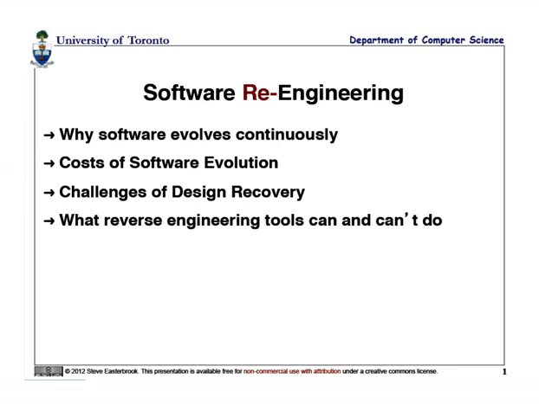In our previous session, we focused on the initial development lifecycle. Today, we shift our focus to what happens after software is released. We'll explore why software evolves continuously, the significant costs associated with that evolution, the challenges of recovering a design from legacy code, and what our current suite of reverse engineering tools can and cannot actually do for us.